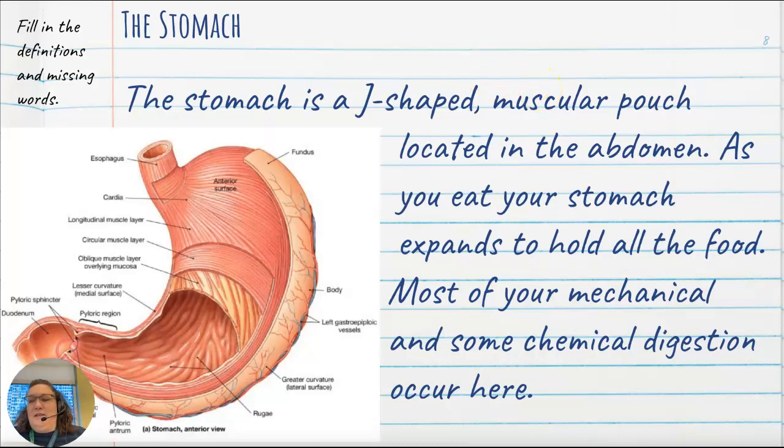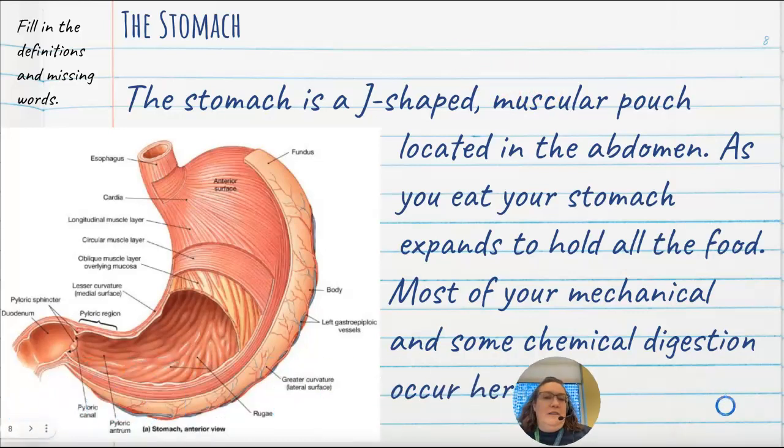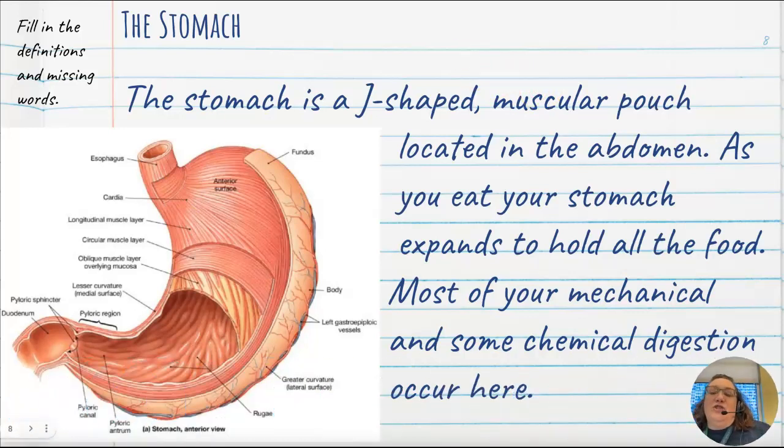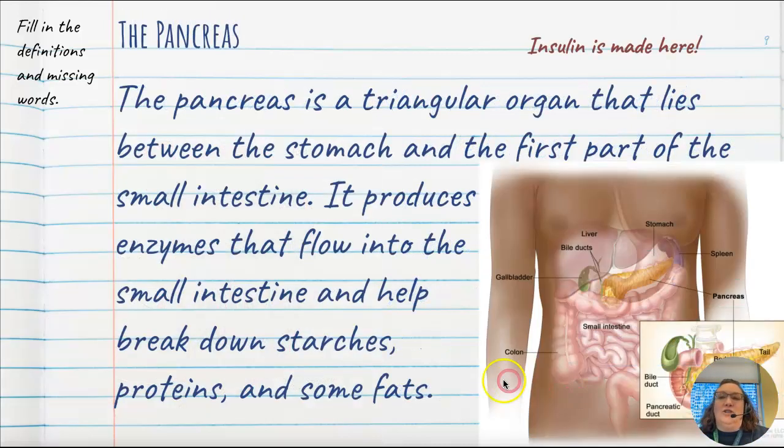So, your stomach. Your stomach is a J-shaped muscular pouch. It's located in your abdomen. As you eat, your stomach actually expands to hold food. Most of your mechanical and a little bit of chemical digestion happen here. Most of what the stomach does is squishing and breaking things up and twisting and turning and doing that sort of thing. So it's mostly physical digestion.